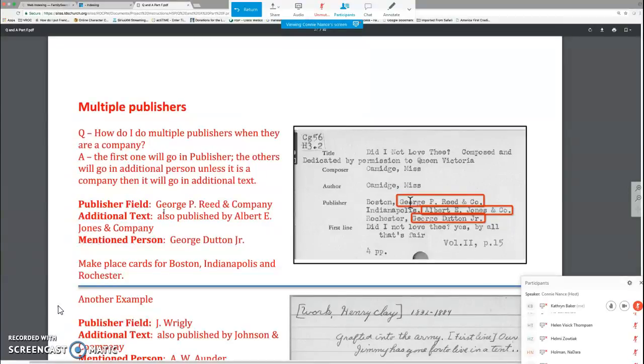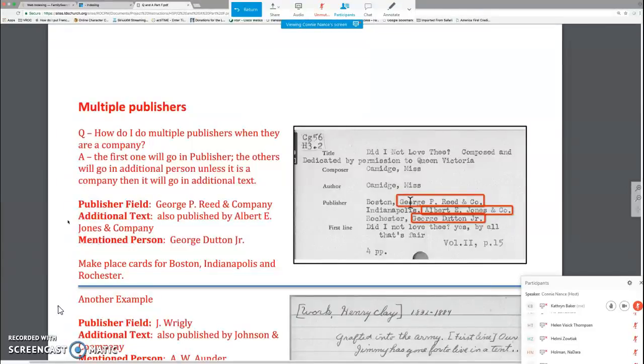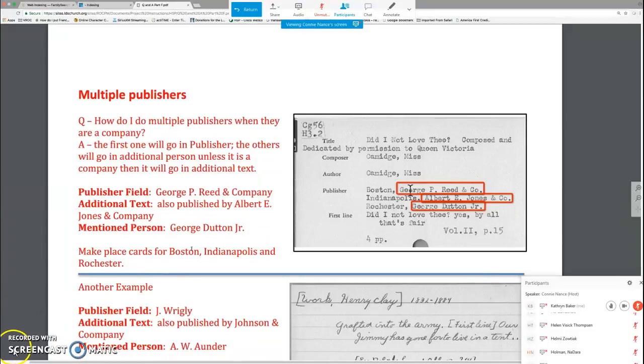So George P. Reed and Company is the first publisher. He goes in the publisher field on the item card. The next one is Albert E. Jones and Company. That's going to have to go in additional text, and we input it as also published by Albert E. Jones and Company. George Sutton is not a company, so we can put that under a mentioned person. And then be sure and do the place cards for all their places.